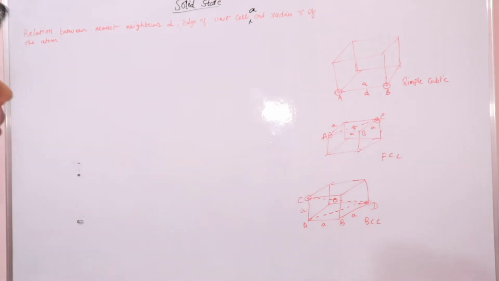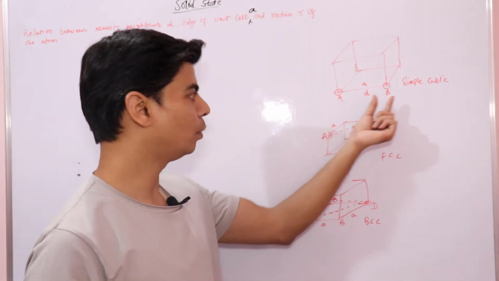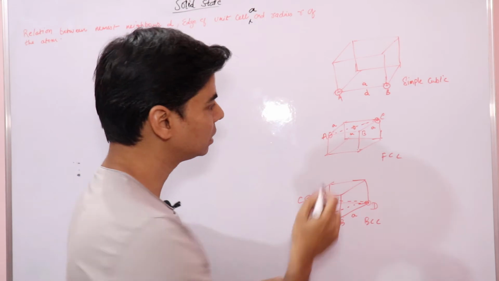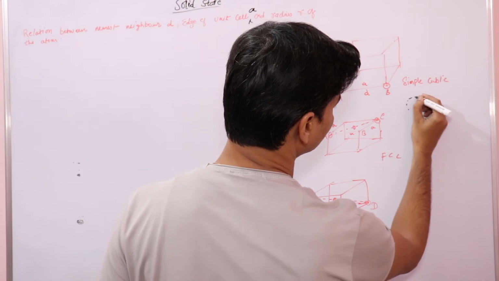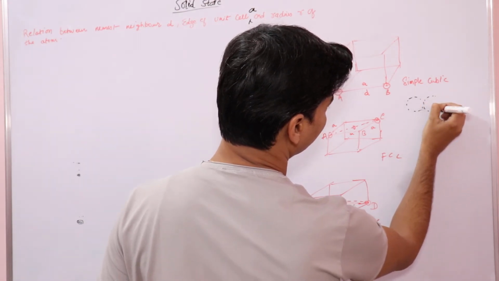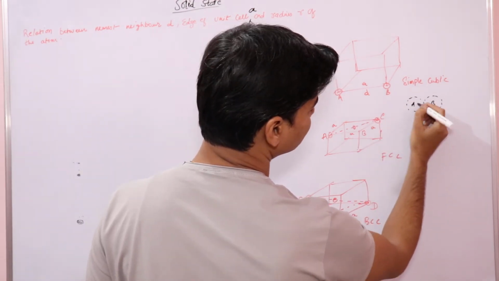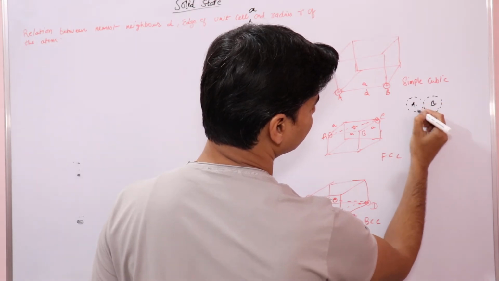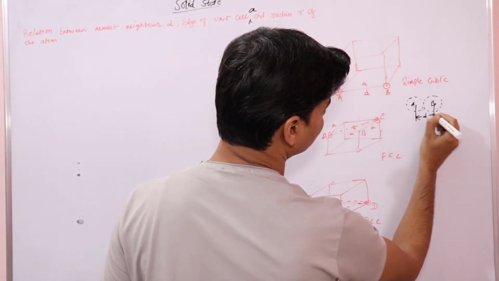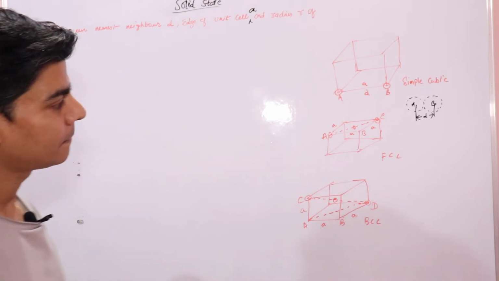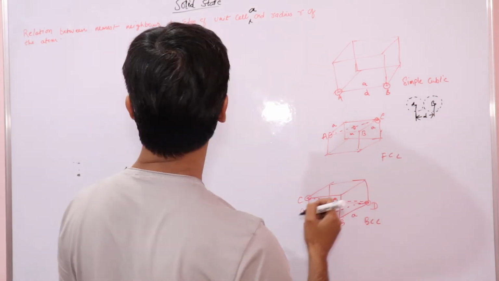So if you look at this, we know that this is an open structure. In a close packed structure, these two particles are actually touching one another. This is how it looks, with particles A and B. This is your center, this is your center. This is D, the distance between the particles.